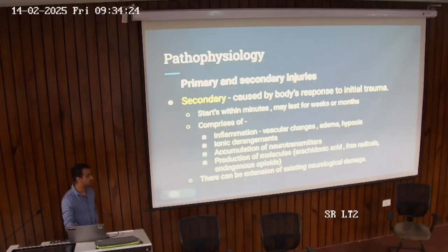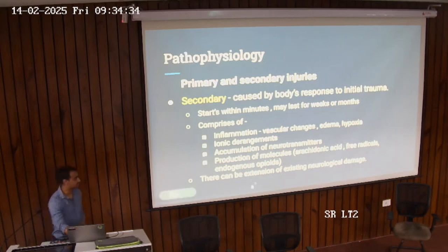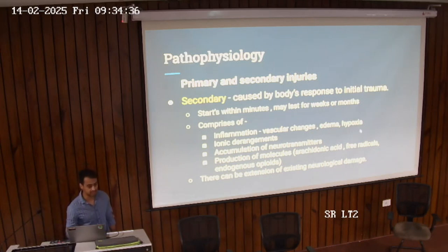There will be ionic derangements because of the injury. There will be accumulation of neurotransmitters, production of molecules like arachidonic acid, prostaglandins, free radicals, and this is basically an extension of existing neurological damage. So two types of injuries: stable injury, unstable injury, both the columns and three columns, and the anatomy. Till now, everything is clear?